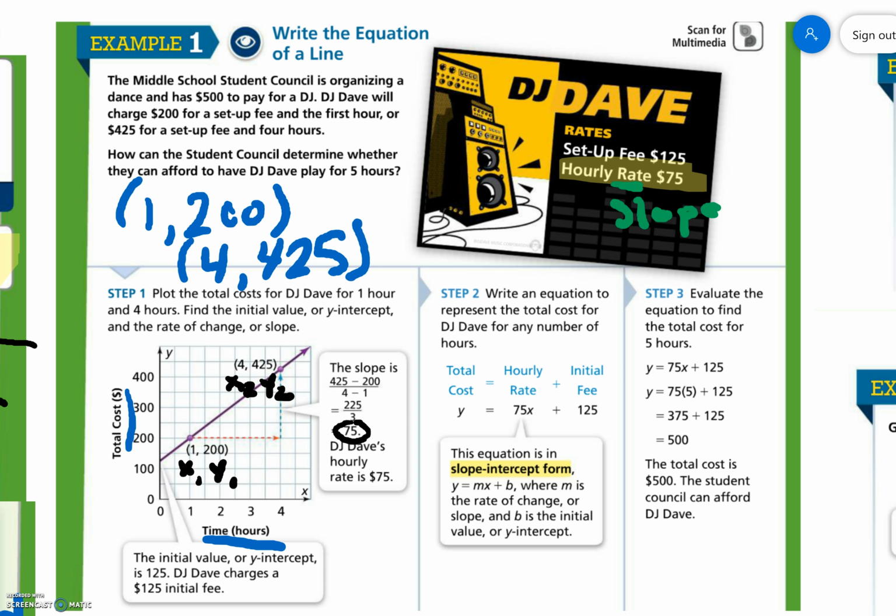But if you look at the line, it doesn't start at 0. It doesn't start at 0, 0, the origin. That's because he also charges a setup fee. That's going to be your y-intercept, what you start with. Before he even DJs any hours, he charges you $125 in order to just set up. So our whole equation is y equals mx plus b.